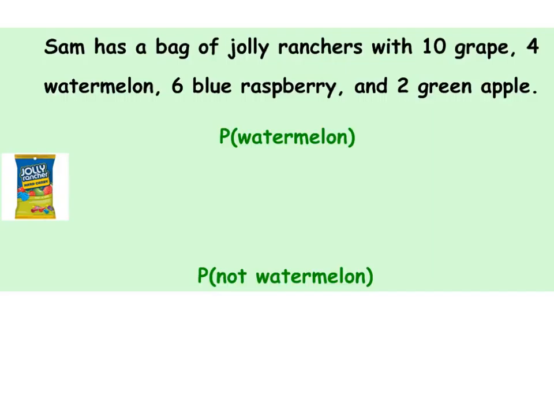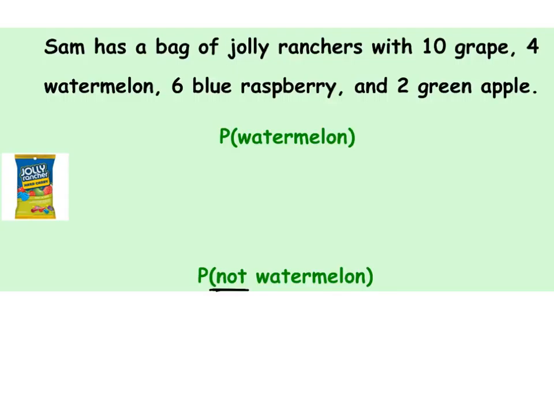One last example that I want to show you is watermelon and not watermelon. We tend to get these mixed up. The nots are the ones that a lot of kids tend to struggle with because you do all the beautiful work, but you don't follow through with your problem. So we have right here that Sam has a bag of Jolly Ranchers that are 10 grape, 4 watermelon, 6 blue raspberry, and 2 green.